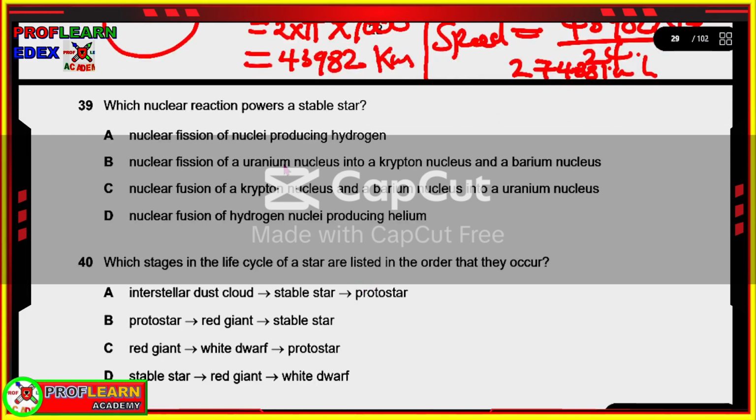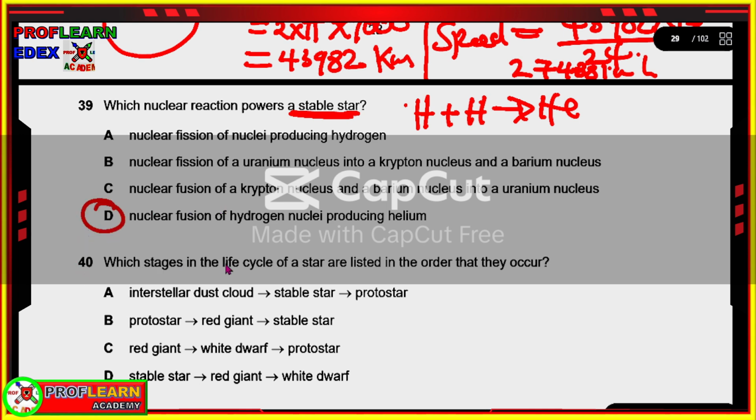Which nuclear reaction powers a stable star? Remember, a stable star, we have fusion of hydrogen plus hydrogen, which results in the formation of helium. So we are going to talk of fusion of hydrogen producing helium, and that is D.